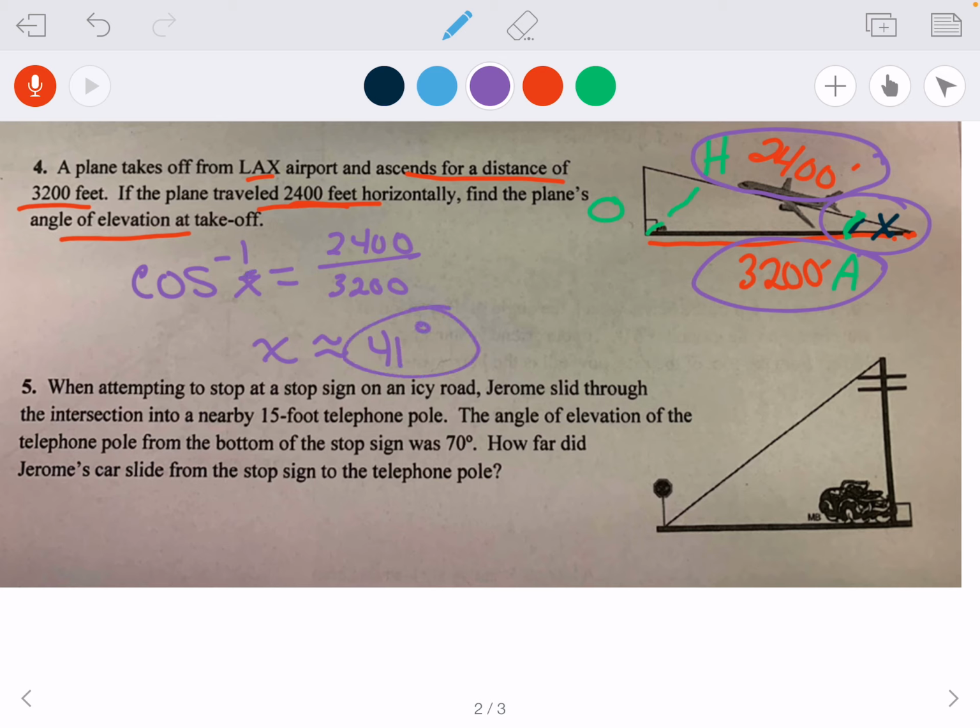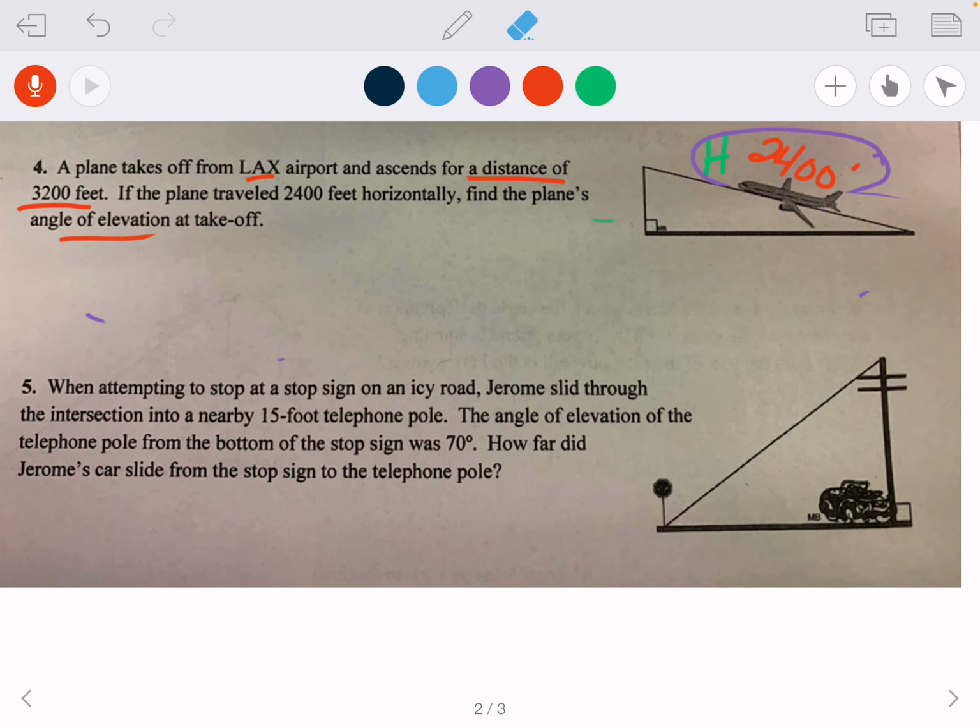So remember, you don't put the x in your calculator. You just press this key and you put 2,400 divided by 3,200 in there. Okay, so that's all you're doing there. One more, and then we will be done.